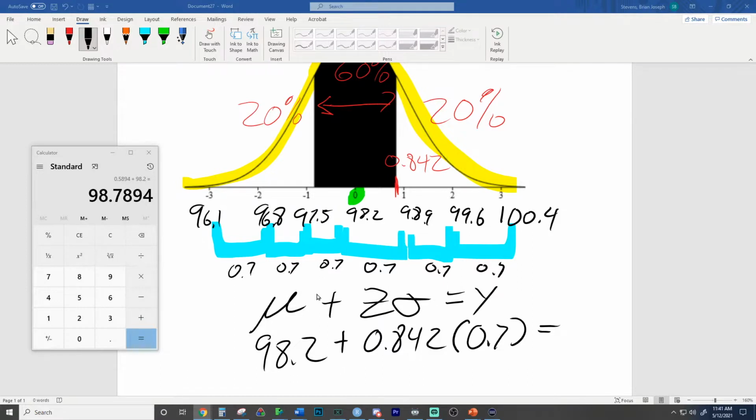So hopefully the visual right here is helping to see the mean, which is mu, that's 98.2, plus the z-score, which is how many standard deviations we are above the mean. We're going to times it by the standard deviation to put it back into context. And visually, we're saying it looks to be about 98.7, 98.789 right there.